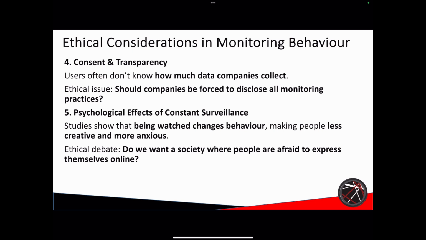Other aspects around this, the whole psychological aspects of being surveyed. You can argue that if you're being watched constantly, it would become stressful, doesn't it? It makes you feel potentially more anxious and therefore would make you feel vulnerable as well. And again, do we want people to feel vulnerable whilst they're online, or do we want them to feel quite open to express themselves and enjoy the communications that they have with people?